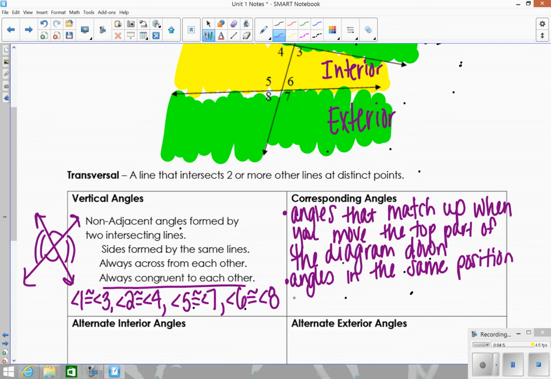So we had 2 and 6. So angle 2 and angle 6. Notice I'm not saying congruent here. I'm just listing them because they're not congruent unless the lines are parallel, which we're going to talk about later. But for right now, we're just looking at which ones are corresponding. So 3 and 7. So you're just putting an "and" between them. Angle 1 and angle 5 match up. So angle 1, angle 5, and then 4 and 8.